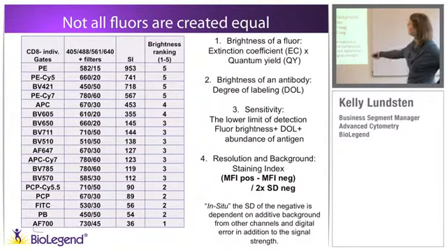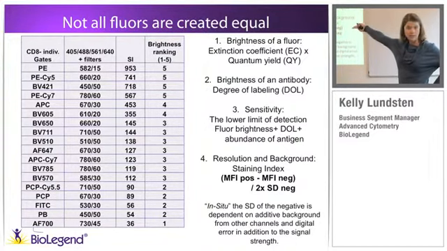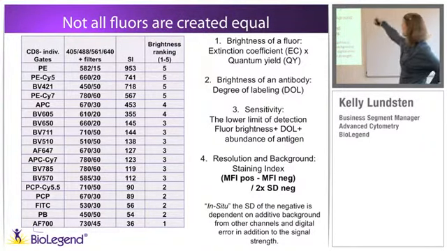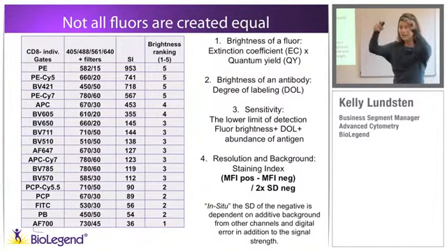Because when we're talking about brightness, it's not just the absorption coefficient or the extinction coefficient, how much energy it absorbs, multiplied by its efficiency, which is what I was telling you previously on the last slide. That's the brightness of a single fluorophore. But then you also have how many of those fluorophores you conjugate to an antibody, because that's the brightness in your biology, in your application.